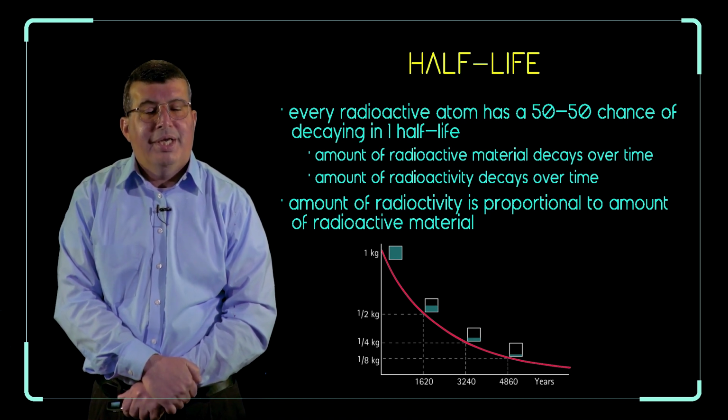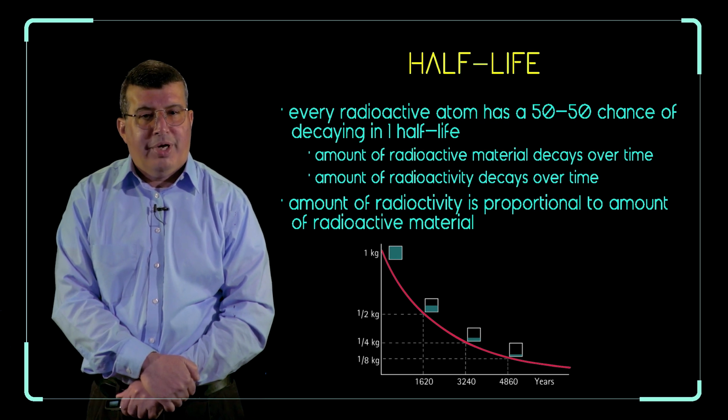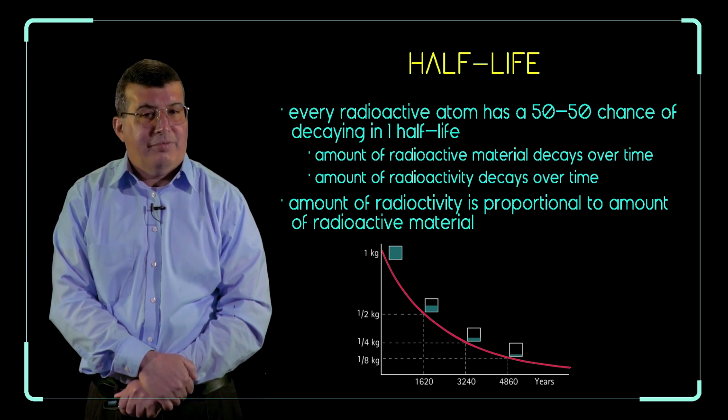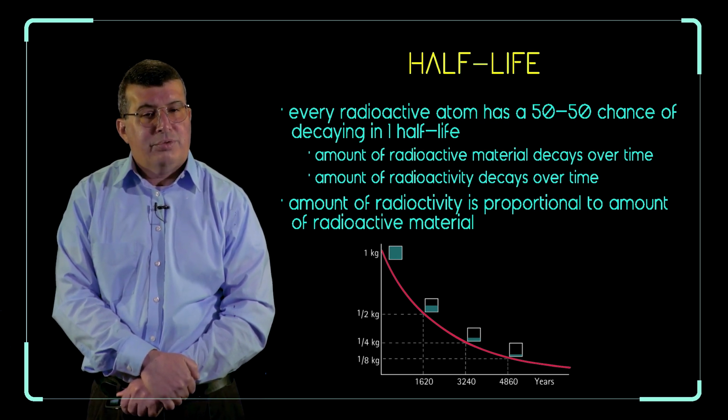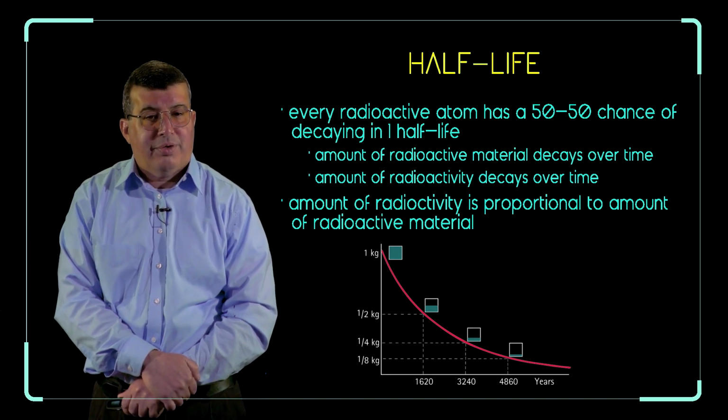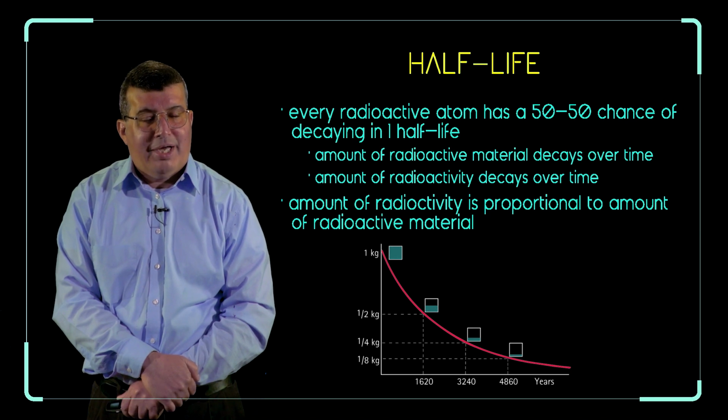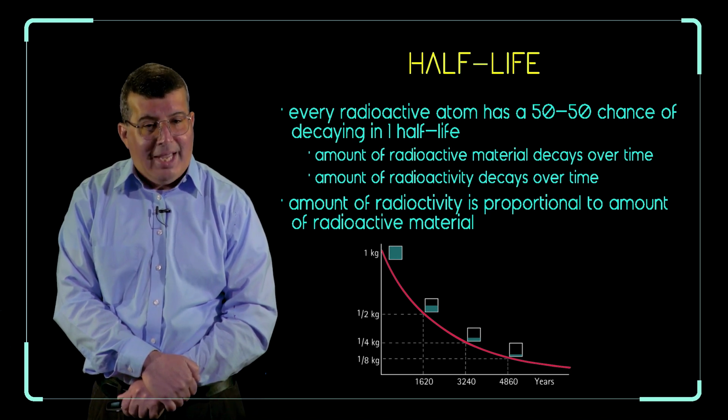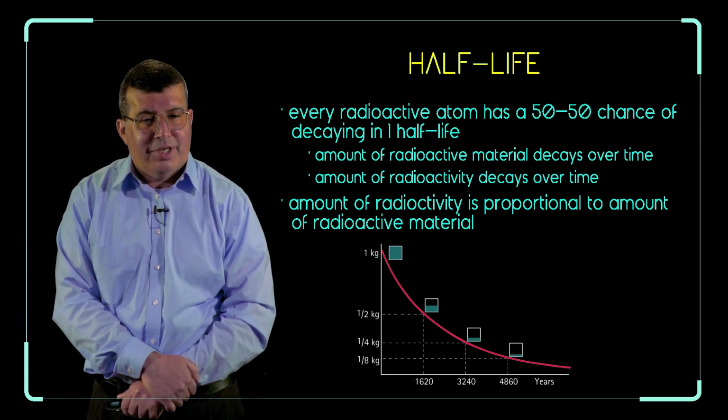So once again, if we start with 1 kilogram, after one half-life we'll have a half of a kilogram. After 2 half-lives we'll have half of a half, or 1/4 of a kilogram. And after 3 half-lives we'll have half of a half of a half, or 1/8 of a kilogram.